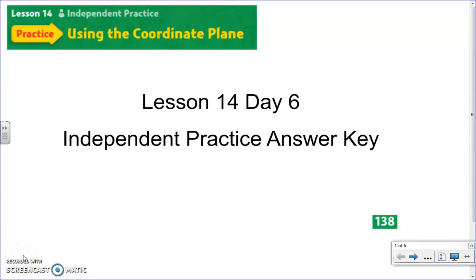Alright, this is Mr. Gillen, and today we're going to be looking at Lesson 14, Day 6. This is actually your independent practice answer key. So if you haven't tried your independent practice for yourself yet, I want you to do that first, and then watch the answer key and correct anything that you may have made mistakes on for your quiz tomorrow.